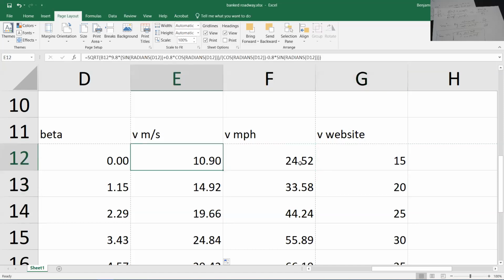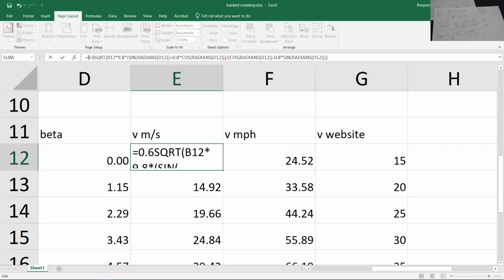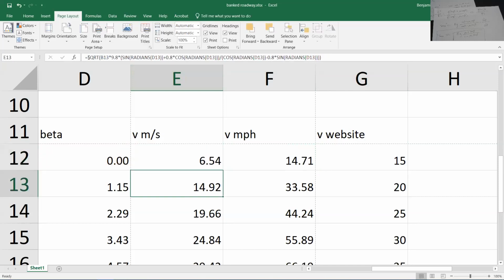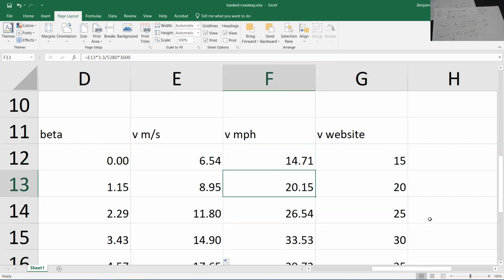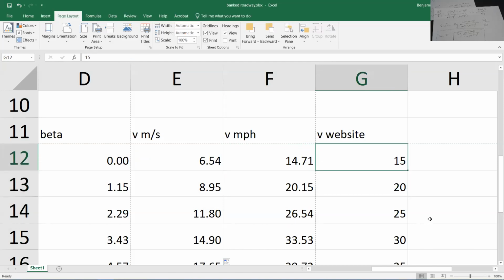So if I add a little 0.6, let's just take 60% of the max allowable speed in each case. Then we get numbers that much more closely approximate the numbers given by the website. So what I did was tweak that 0.6 ever so slightly until the output here matches the website's value exactly. And I don't even really need to do that because 14.7 is already close to 15.